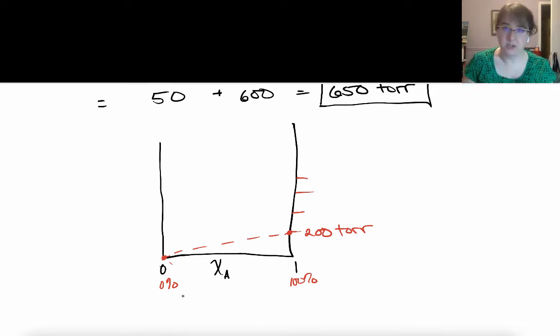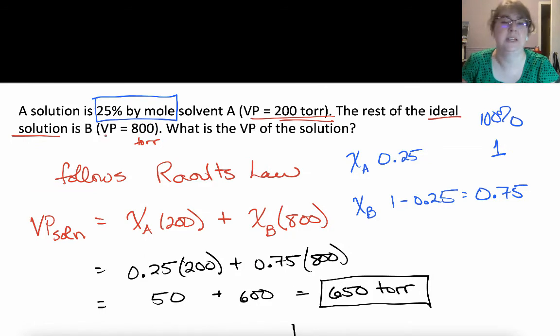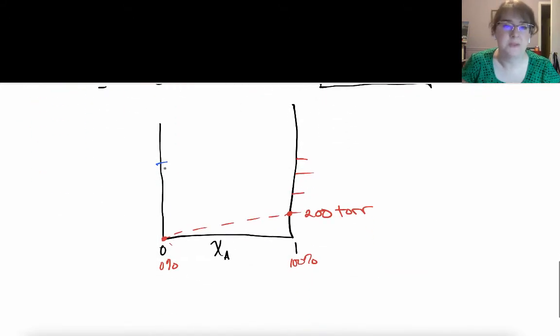But this is going to be a mixture of two solutions. So the other thing that needs to go on this graph: if I have no A, what I'm going to assume is I actually have all B. B, from this problem, we said has a pure vapor pressure of 800. So therefore on this graph, if I have no A, that means all I have is B.